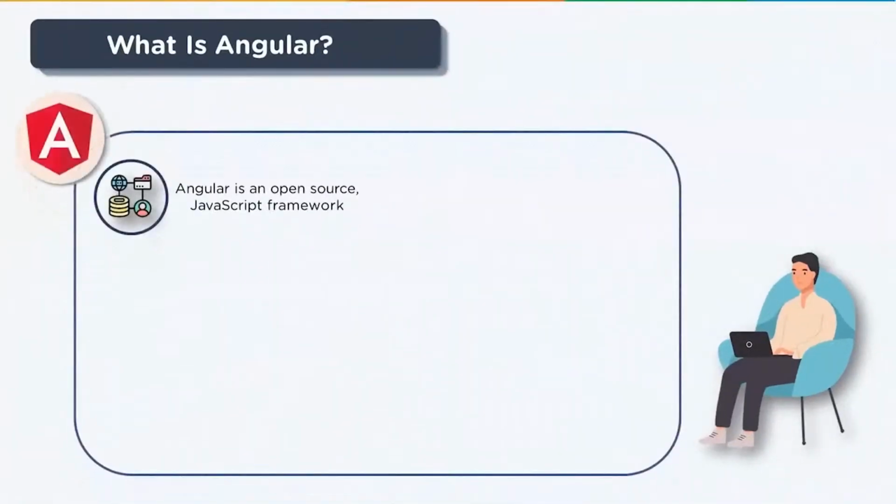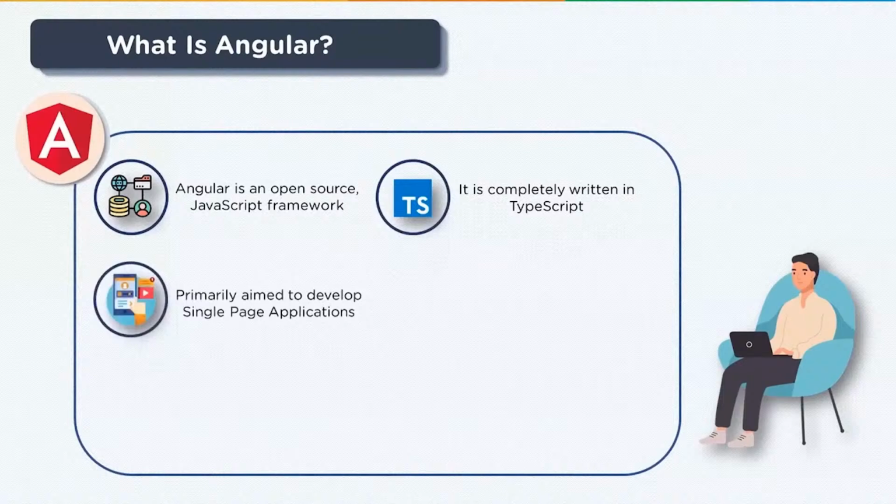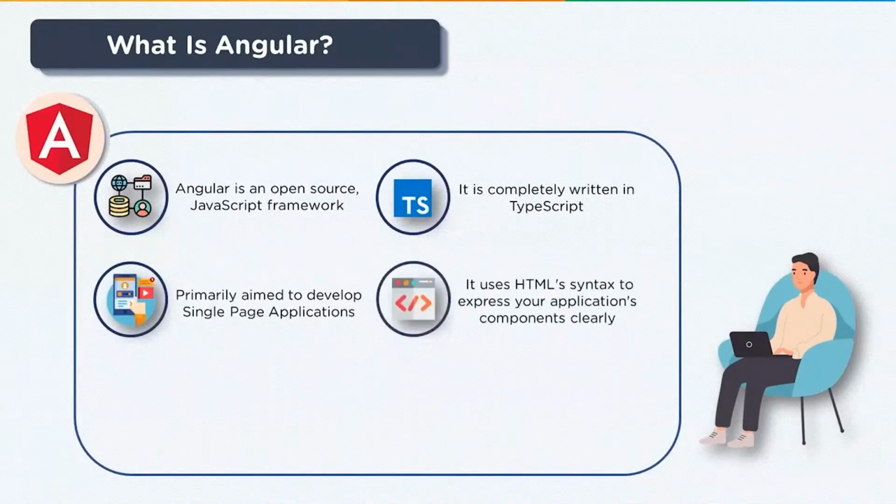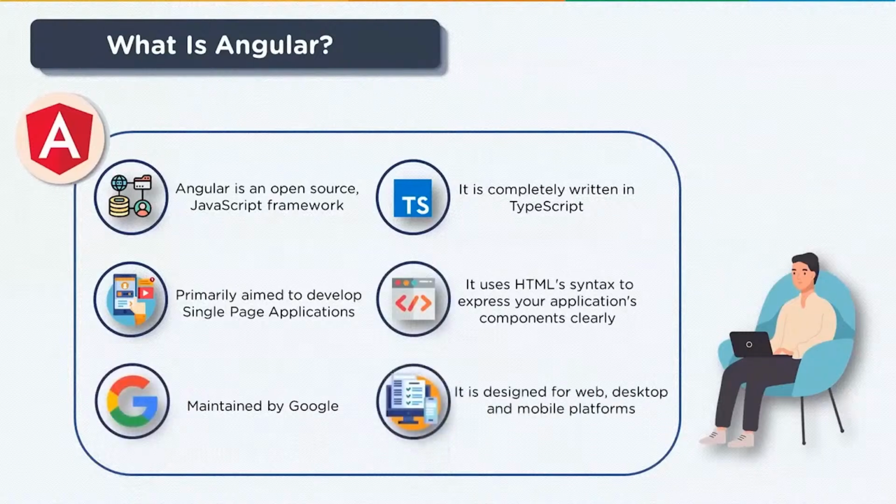Angular is an open-source JavaScript framework written completely in TypeScript. Now it was primarily aimed to develop single-page applications and is maintained by Google. Angular as a framework provides a few advantages while also providing a standard structure for developers. It is designed for web, desktop, and mobile platforms.